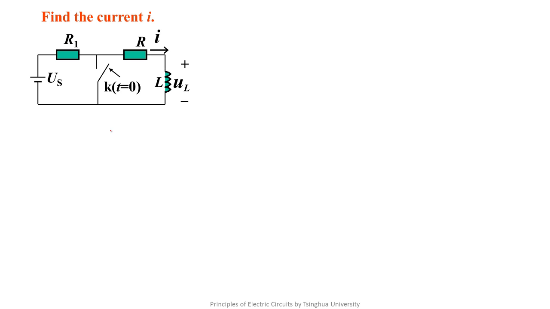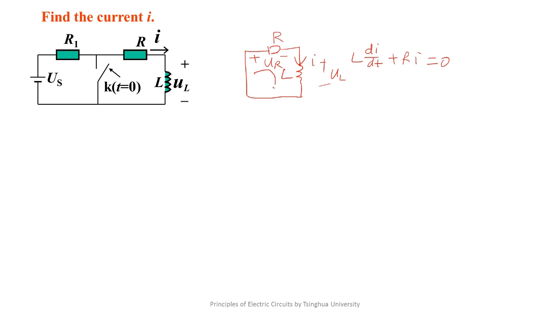Here is another exercise. The switch is turned on at t equals 0. We need to find the current I through the inductor. The equivalent circuit after switching is like this. By applying KVL, we've listed the equation: L multiplied di over dt equals UL, plus UR, which is R multiplied I, equals 0.